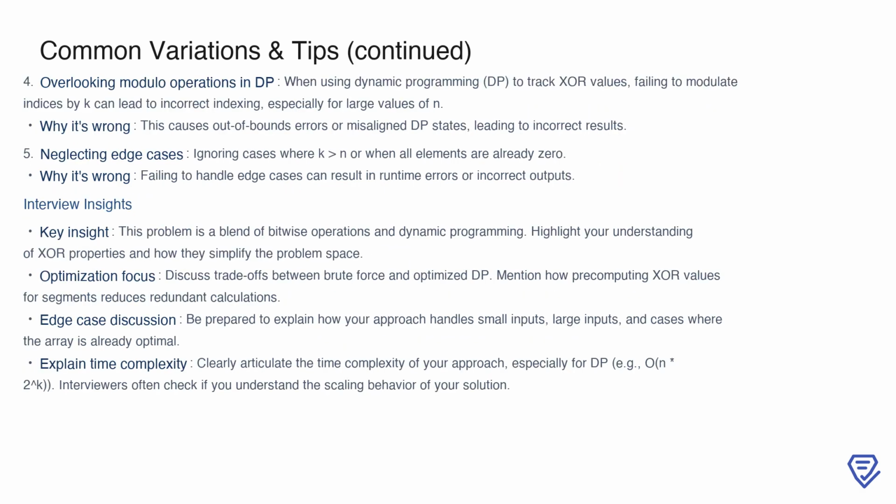Another mistake to watch for is overlooking modulo operations when implementing dynamic programming. When using dp to manage XOR values, it's important to modulate indices by k to ensure proper alignment. Without this, your dp table might run into out-of-bounds errors or misaligned states, leading to incorrect results. Additionally, neglecting edge cases can cause issues. For instance, what happens if k is greater than n, or if all elements in the array are already 0? These scenarios can easily result in runtime errors or inaccurate outputs if not handled explicitly.